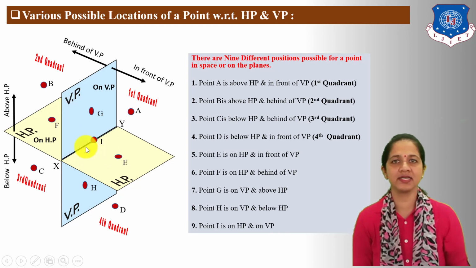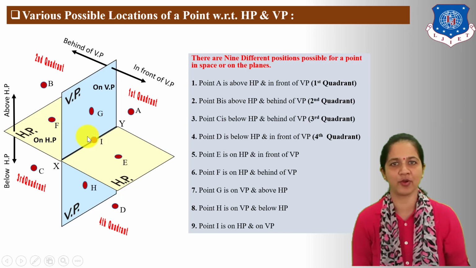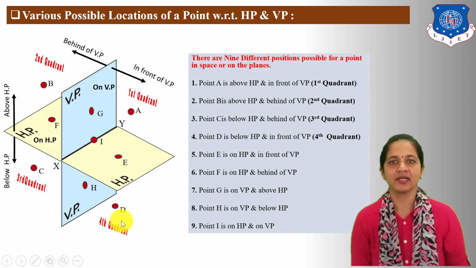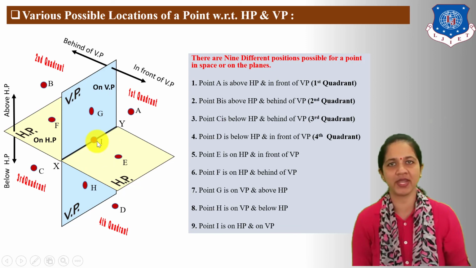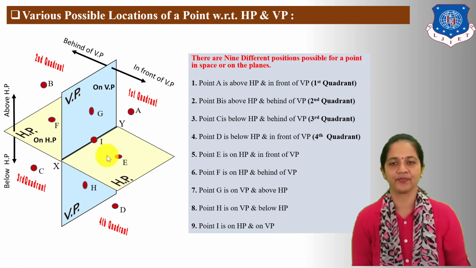So, these are the maximum 9 possible locations of a point in space or on the planes: 4 positions in 4 quadrants, 2 positions on HP, 2 positions on VP, and 1 position on HP and VP both. So, this is the end of this session.